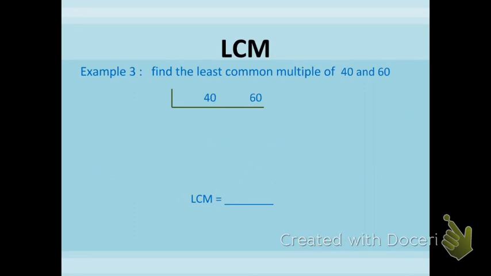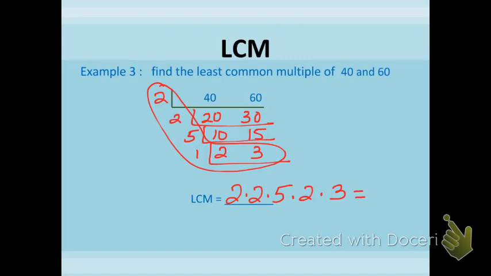Okay, do this one without any help from me. Let's see what you get. All right, how many people got this far? You may have used a different number. You may have said, oh, 10 goes into those. That's fine. As long as you got this number at the bottom, what does that equal? 2 times 2 times 5 times 2 times 3. What does it equal? 120. 120. Very good.